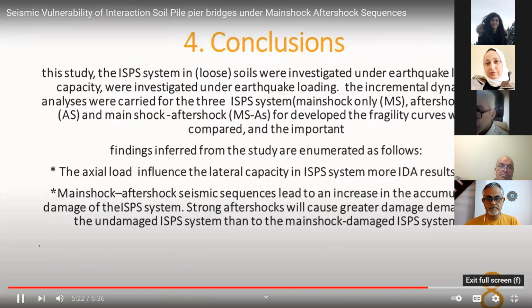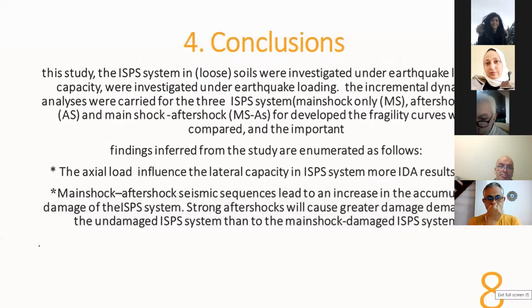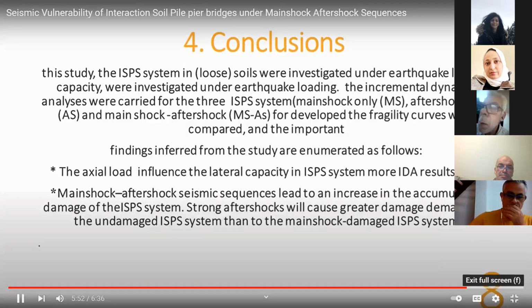Conclusions. In this study, the ISPS system in loose soils was investigated under earthquake loading. Incremental dynamic analyses were carried out for the three ISPS systems: main shock only (MS), aftershock only (AS), and main shock-aftershock (MSAS). The fragility curves were compared, and the important findings inferred from the study are enumerated as follows.